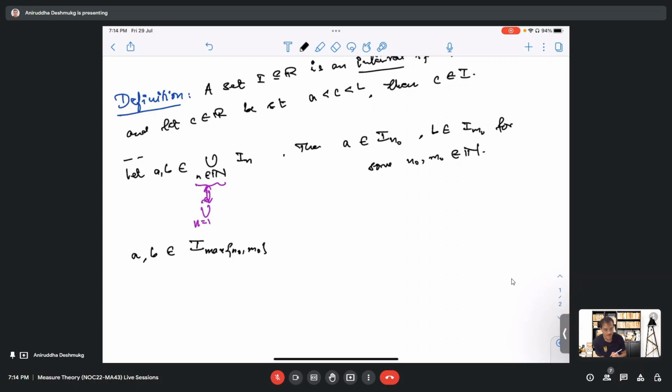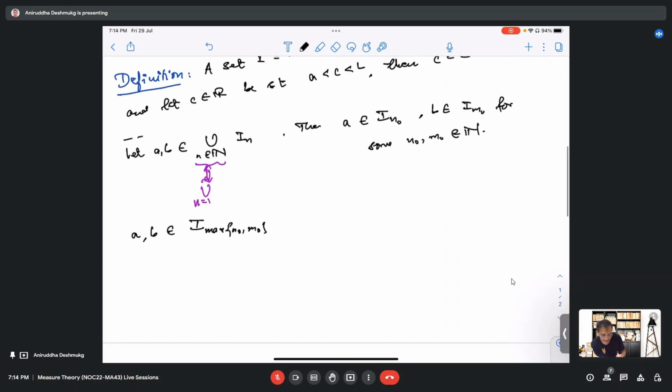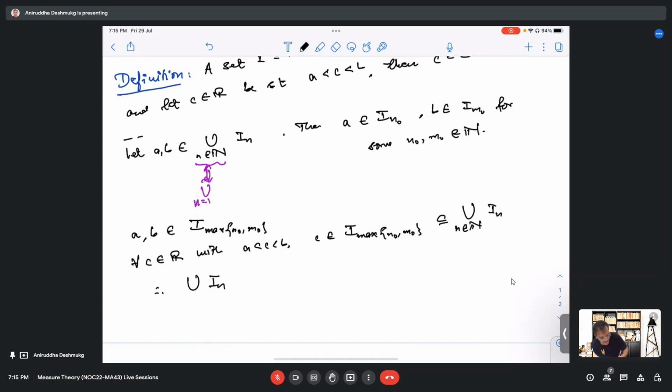Yes, sir. So now once they are in one particular interval, that means for every C in R with A less than C less than B, C must be inside this I of max(n0, m0), because this is an interval and this is anyway contained in the union of all I_n. So C is contained in the union of all I_n, and therefore this union is an interval.